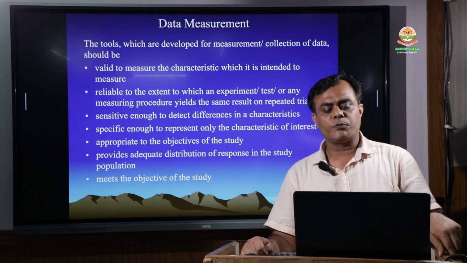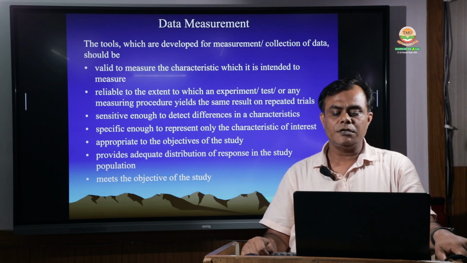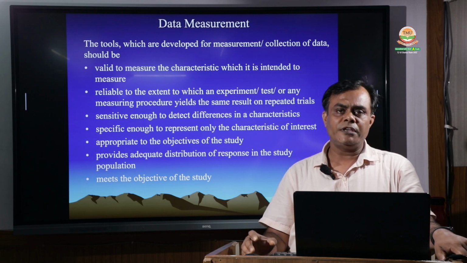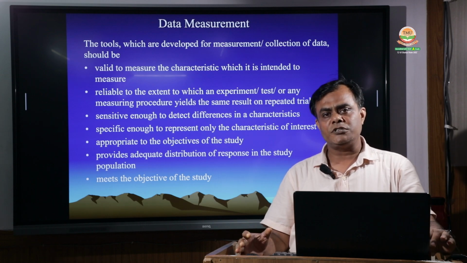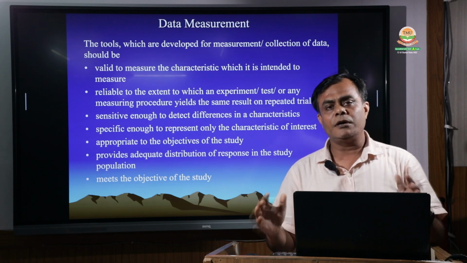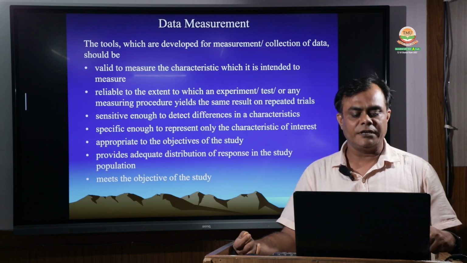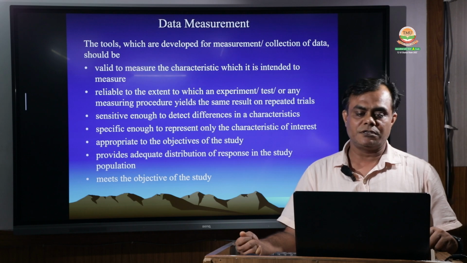The next point is to provide adequate distribution of response in the study population. So whatever population we are selecting to study, we get an appropriate response, and that response is distributed evenly within the population frame from where we are extracting the data. And the next point is to meet the objective of the study.